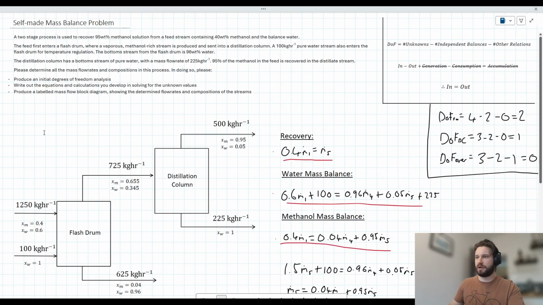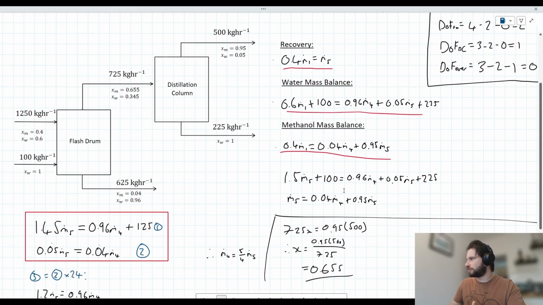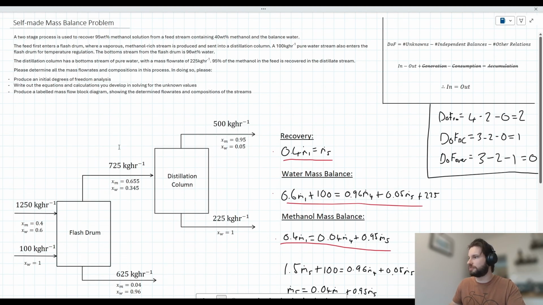We've got our labeled mass flow block diagram. We've shown all the equations that we've used to solve through for our mass flows and mass compositions. And of course, we've carried out degrees of freedom analysis. We've done everything that the problem's asked. Excellent. So there you have it.